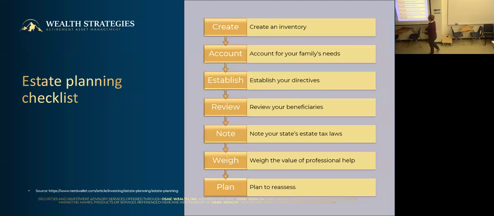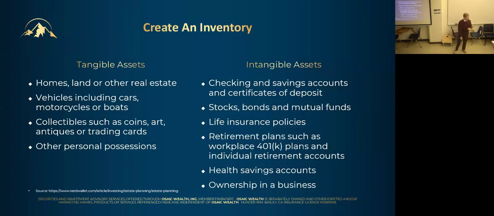You want to establish your directives. So make sure, what is it that we're going to do with this? How are we going to transfer these things? Review the beneficiaries, note your state's estate tax laws, look at the value of professional help, and always plan to reassess on the back end. So we're going to dive into each of these.